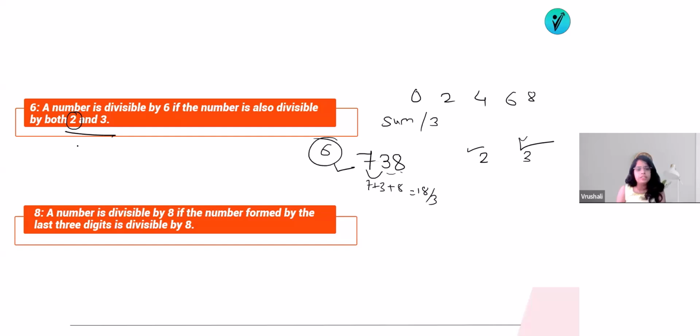Suppose I take another number, 539. You can see the unit digit is 9, which is not even. That means this number is not divisible by 2, so it will never be divisible by 6.